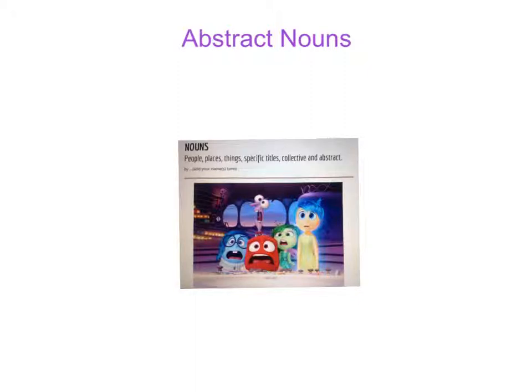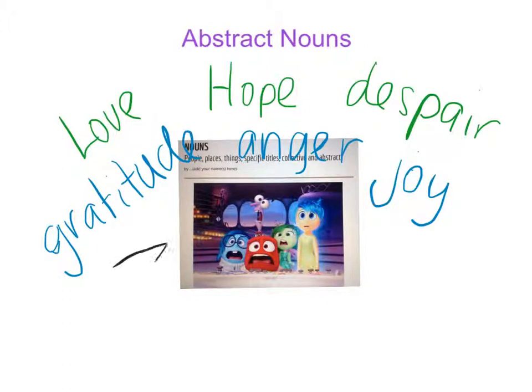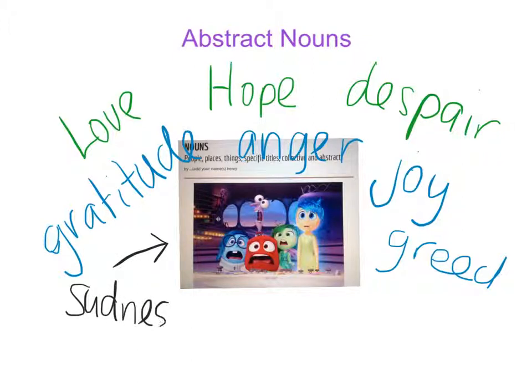Alright, abstract nouns are the last ones we're going to talk about today, and they give names to the thoughts and feelings within our hearts and minds, like love and hope and despair, gratitude, anger, joy, beauty and greed. You can probably see in this picture here from the movie Inside Out that they actually made characters based on the abstract nouns of our emotions and feelings and thoughts. Can you name the abstract nouns here? I can see sadness. What can you see? So all of these thoughts and feelings are abstract nouns.